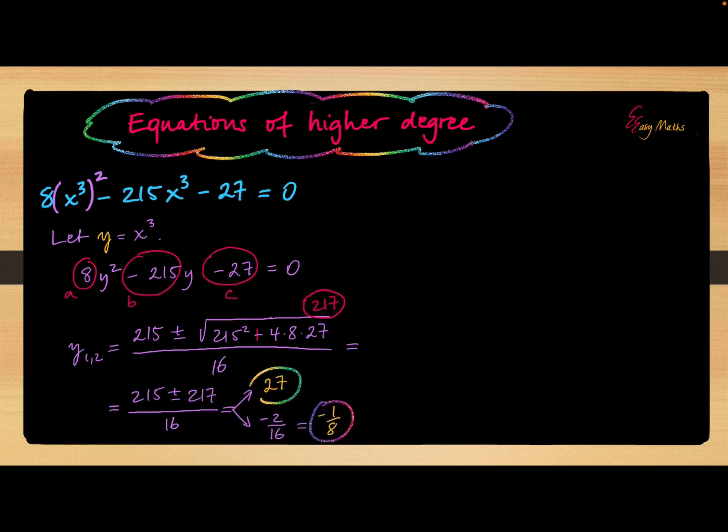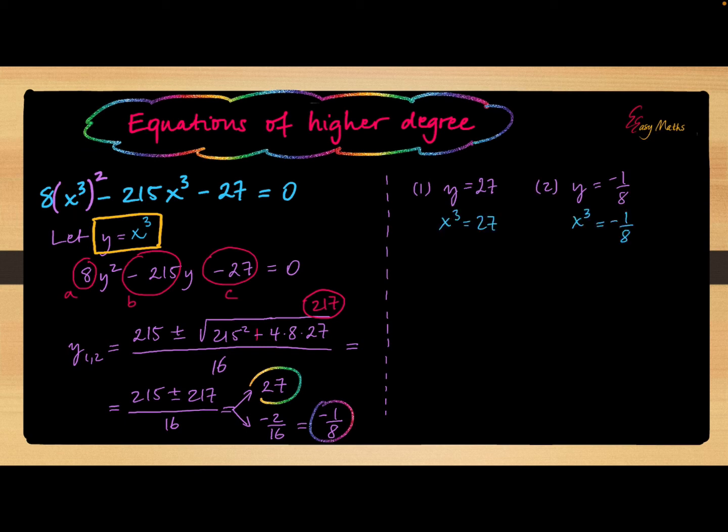But be careful, because the solutions you gain will be the values of y and not x. So we still need to carry on. There are 2 directions to go. The first one is when y is 27, and the second one is when y is minus 1 over 8. They are indeed the values for x cubed. So then you need to take the cube root of the two sides. And remember, if we take an odd root, then we gain just one solution from each case.